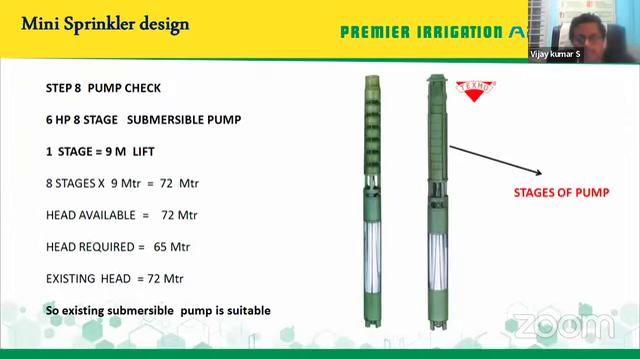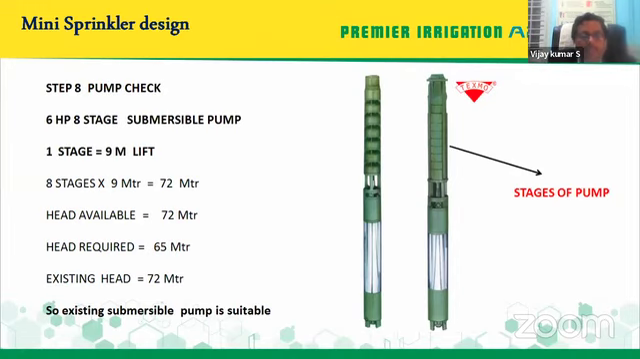Now I have the submersible pump with the various stages. You can see the impellers over here. This is a 6 HP pump and an 8-stage one. And I told you one stage is around 9 meters lift. So 8 multiplied by 9 is around 72 meters. Head available is 72 meters and head required is 65 meters. So the existing pump is very much suitable from the point of the head.